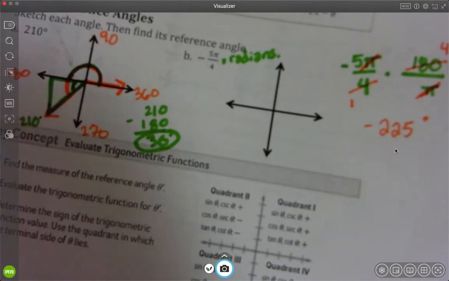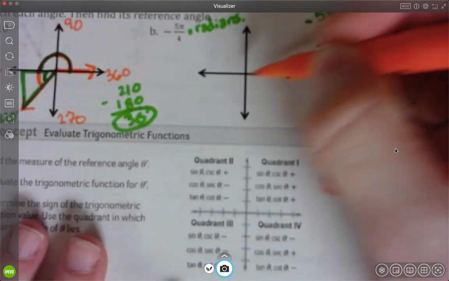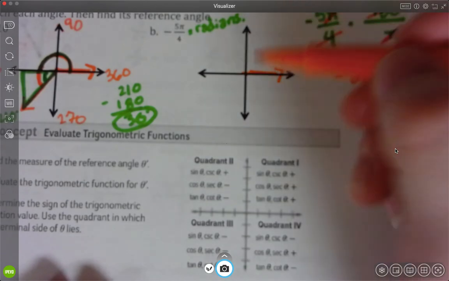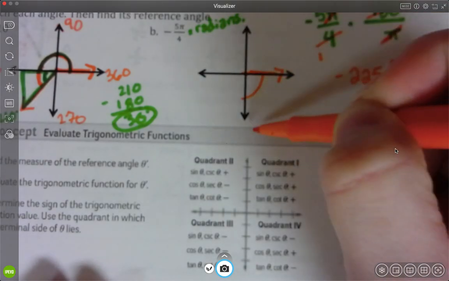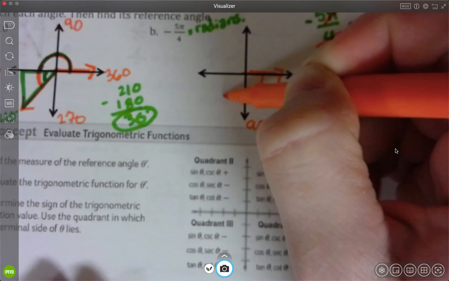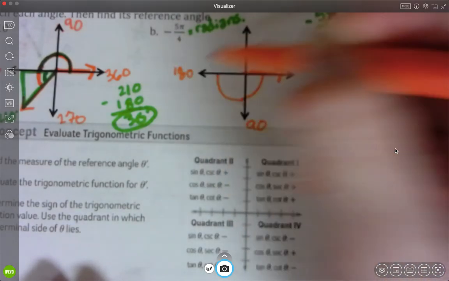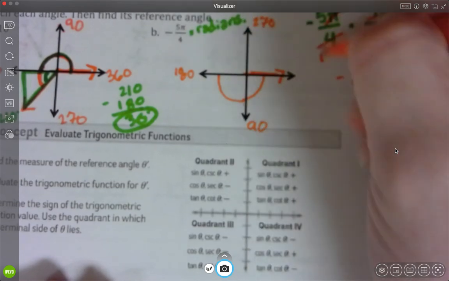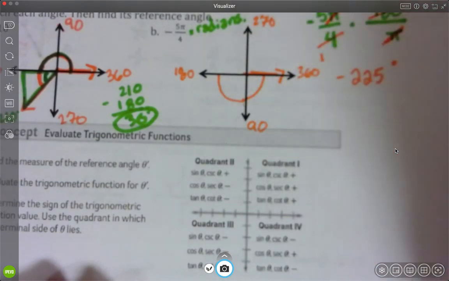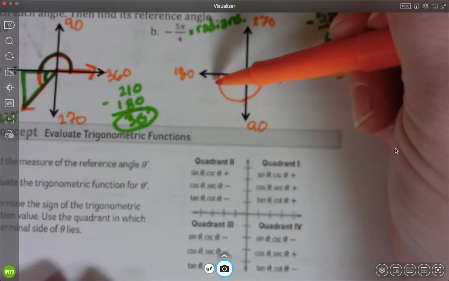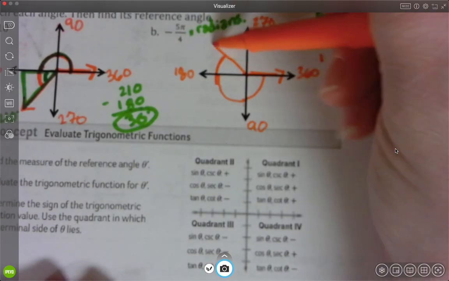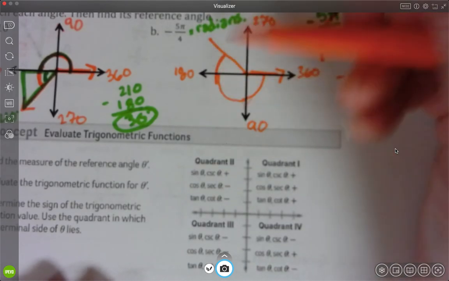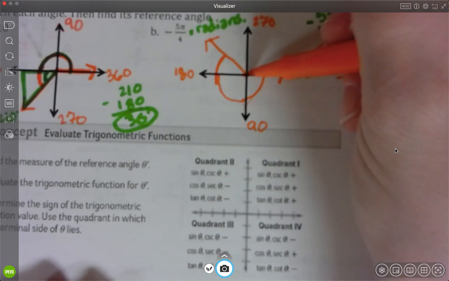Negative means I'm going to start here and go clockwise instead of counterclockwise. From here to here would be 90 degrees, from here to here would be 180 degrees, from here to here would be 270, and all the way around would be 360. But I want to go 225, so that's going to be up here, somewhere in between 180 and 270. It's negative because I'm going the opposite direction, but this would be my negative 225, this angle right here.